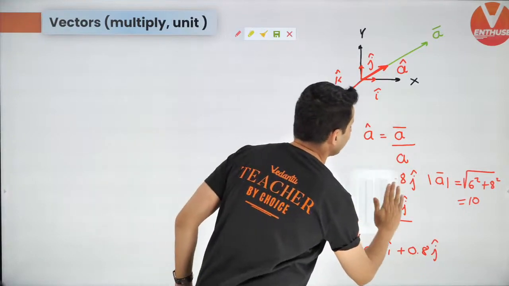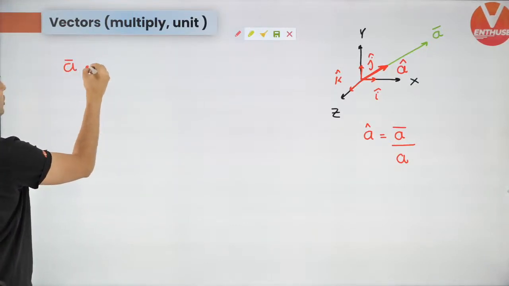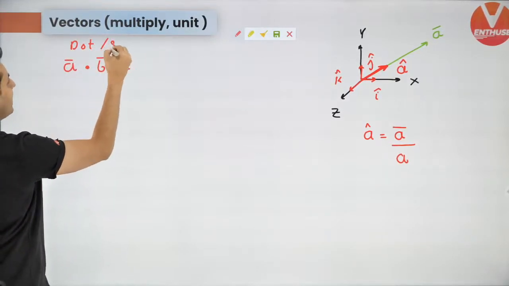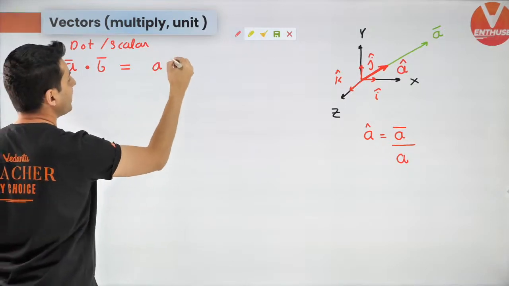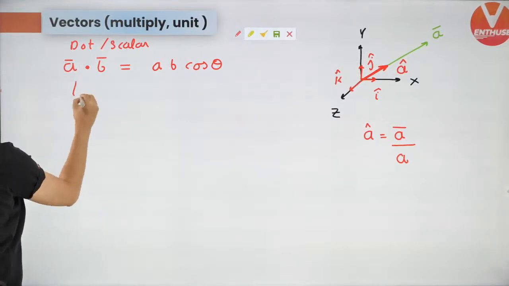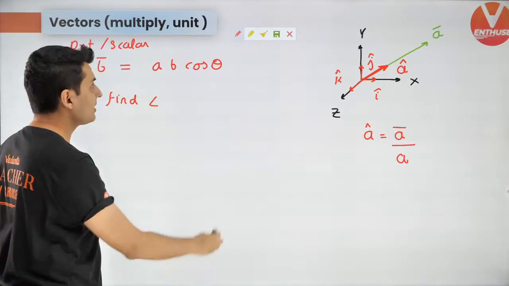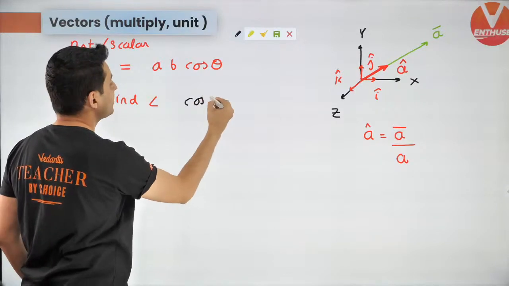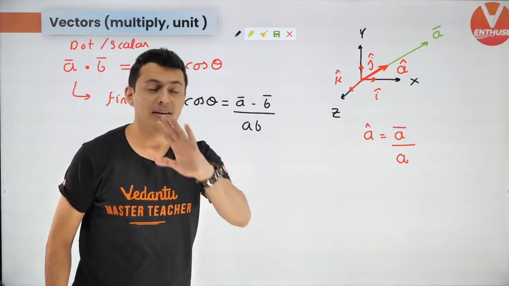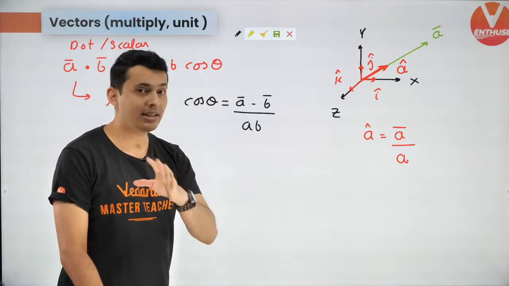Is this clear? That's the unit vector, guys. Okay. Then also talking about dot product and vector product. So two vectors can be multiplied. And if there is a dot symbol, that's a dot product or a scalar product. And remember, the value is AB cos theta. And you can use this to find the angle. If there are two vectors given and you want to find the angle between them, use this formula. Cos theta is A dot B divided by AB. Use this formula, guys, because remember, you cannot visualize every time. You cannot use geometry every time. This is one of the best ways to find the angle between two vectors.